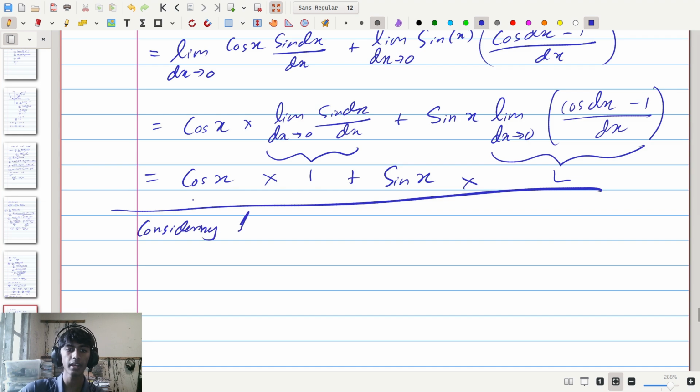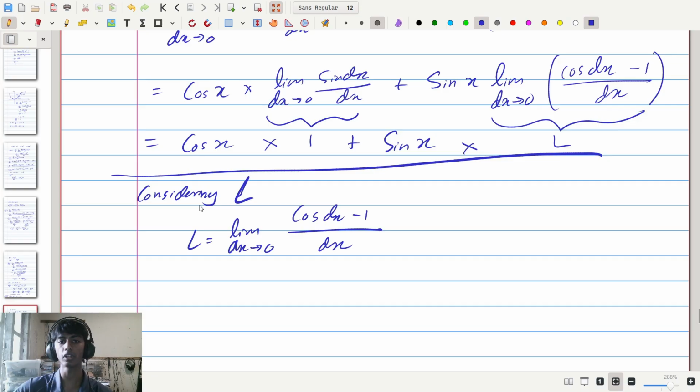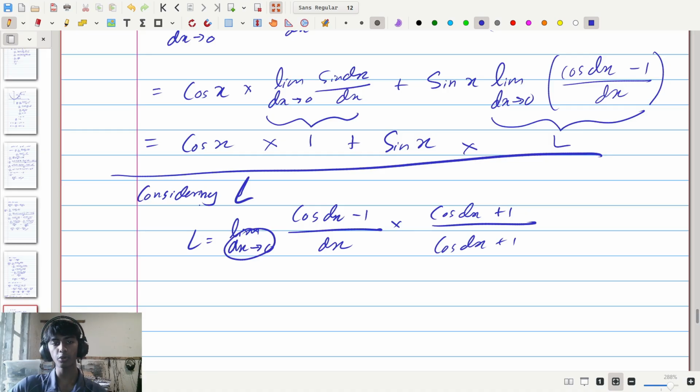L is equal to the limit as dx approaches 0 of (cosine of dx minus 1) by dx. In order to simplify this, I'm going to multiply the top and bottom by cosine of dx plus 1. So cosine of dx plus 1 divided by cosine of dx plus 1. There is no problem doing this, because as dx approaches 0, cosine of dx is going to approach 1. So basically we have 1 plus 1, which is 2, divided by 2. Multiplying by 2 divided by 2 is the same as multiplying by 1, which is the same as doing nothing. So this changes nothing.